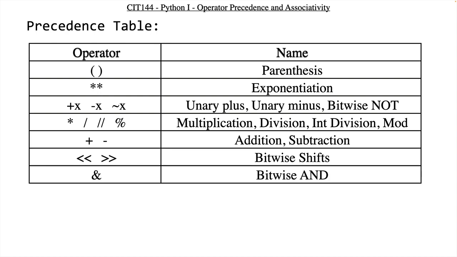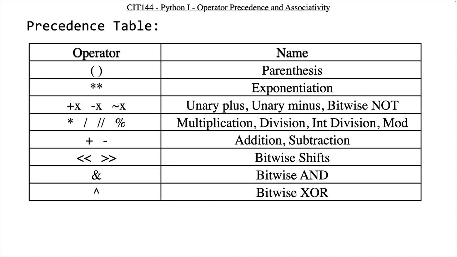Next is bitwise AND. CIT 161 is not a prerequisite for this course, I don't think, but if you've had any networking courses, when you're applying a subnet mask to an IP address, you do a bitwise AND. In what I do, that would probably be the most common use I would have for the bitwise AND.